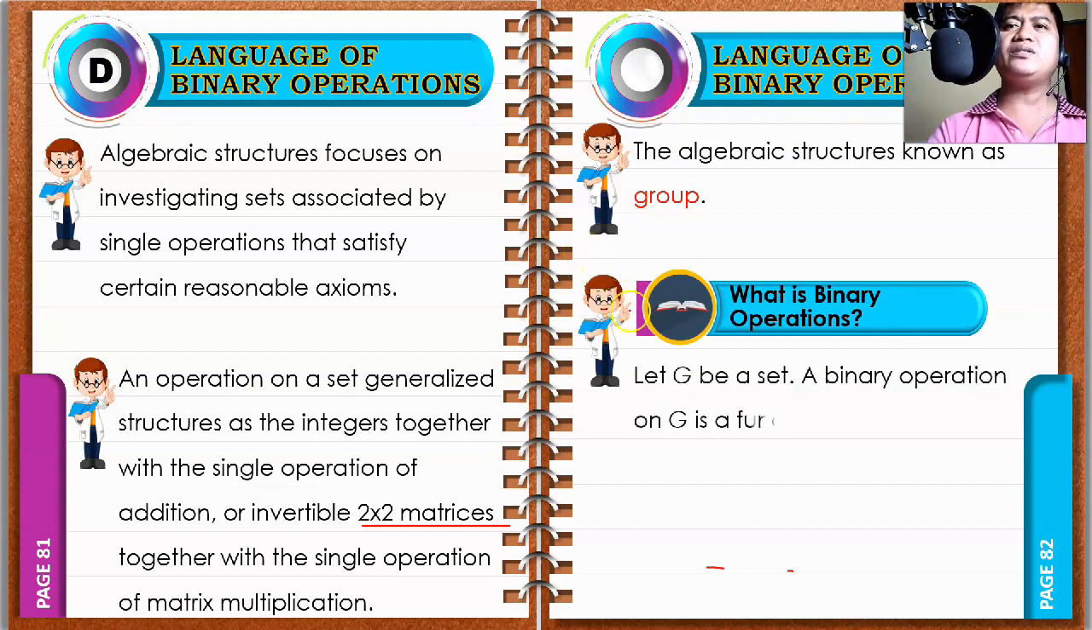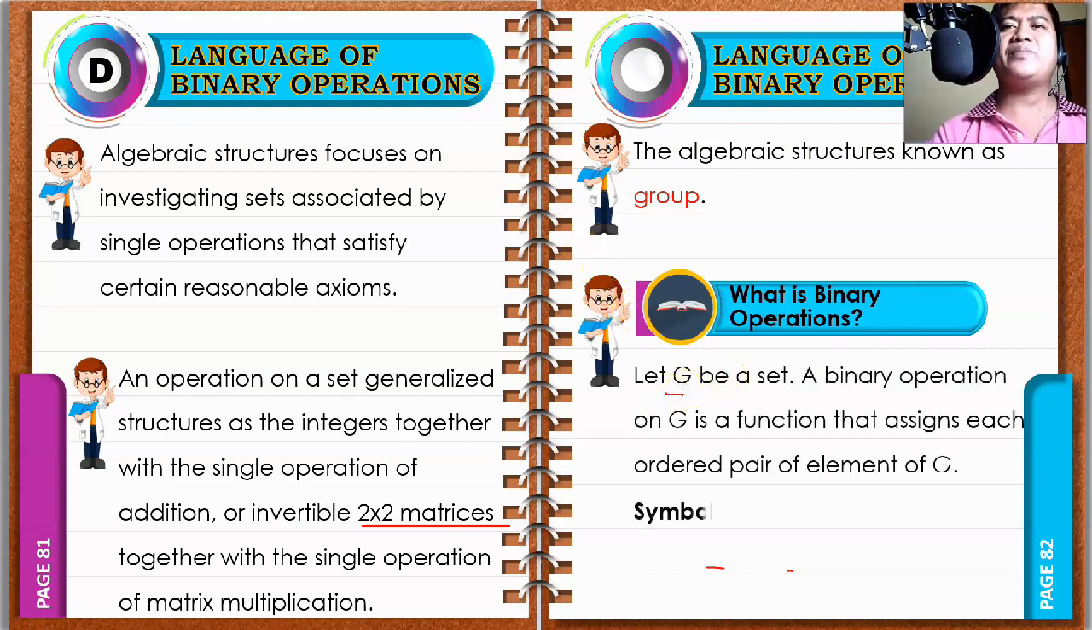Binary operations: let G be a set. A binary operation on G is a function that assigns to each ordered pair of elements of G an element of G. In symbols, we have a star b equals c for all a, b in G. The star is now the binary operation, which is a rule for any two elements in a set G. This rule can be addition, multiplication, subtraction, division, or a combination of those operations.